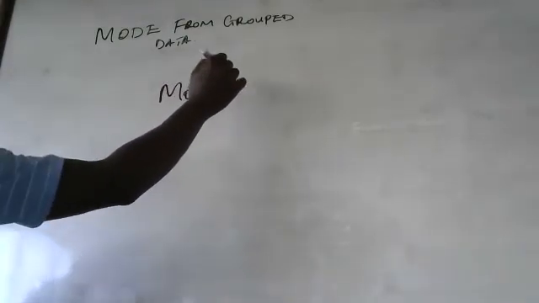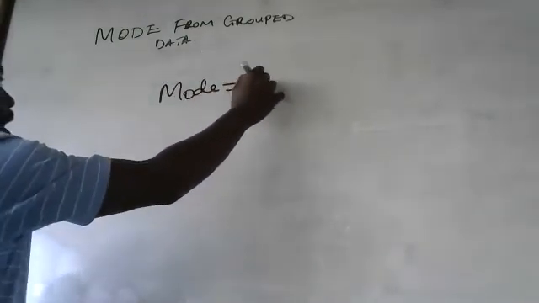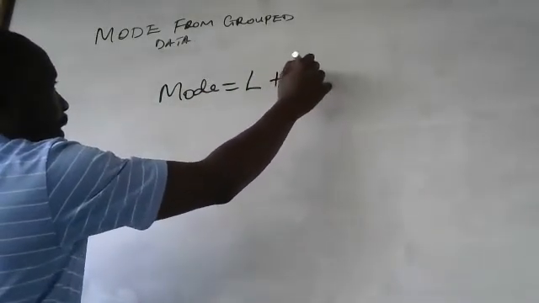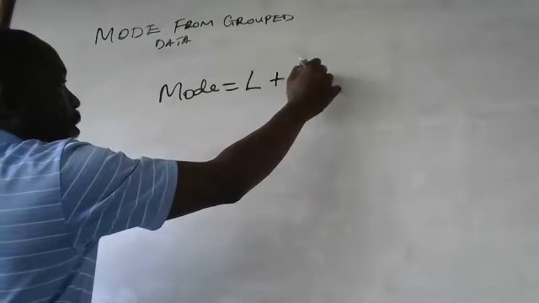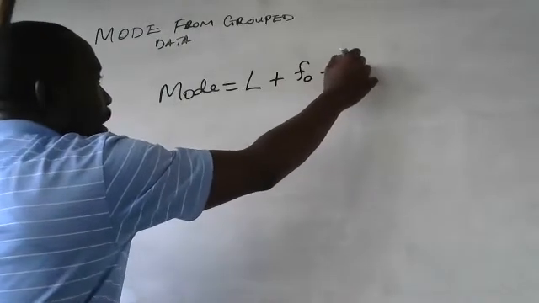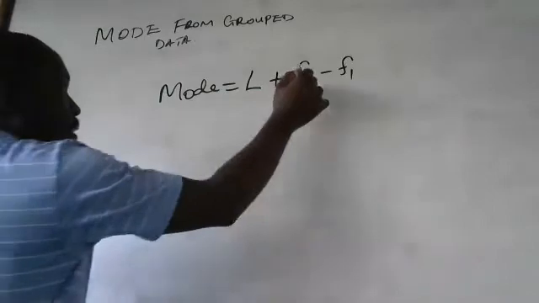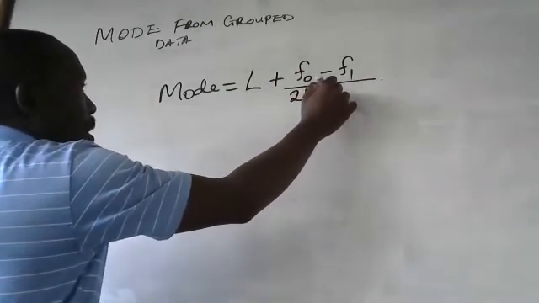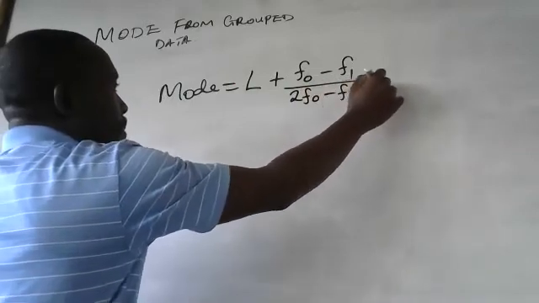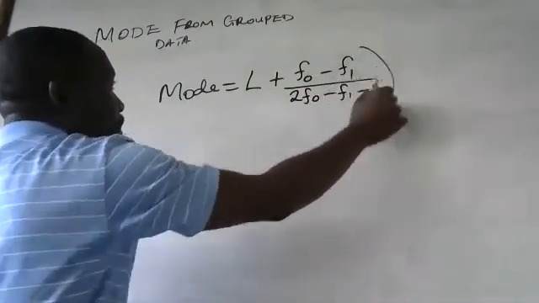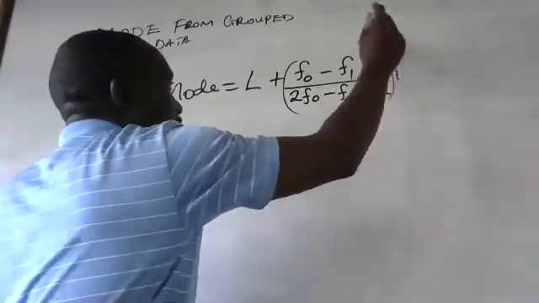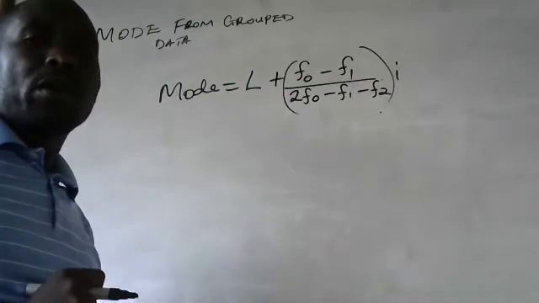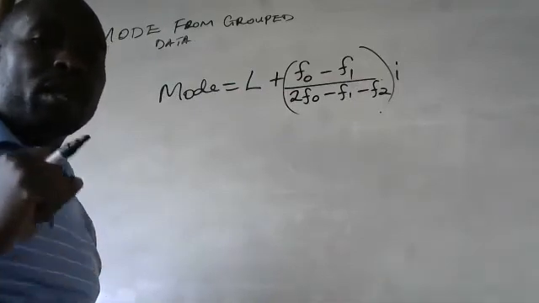And it says that mod is equal to L plus F0 minus F1, this part divided by twice F0 minus F1 minus F2, then you multiply by R. That is the formula for getting the mod when it comes to group data.